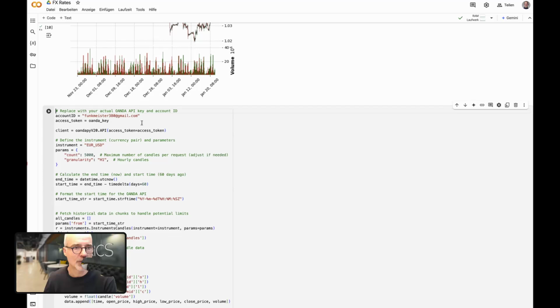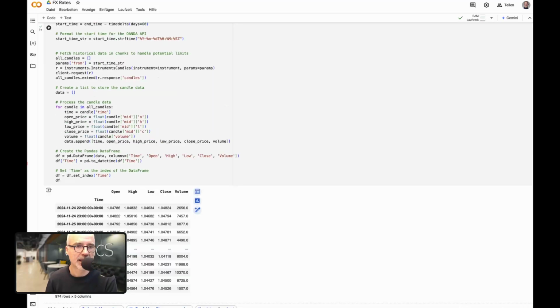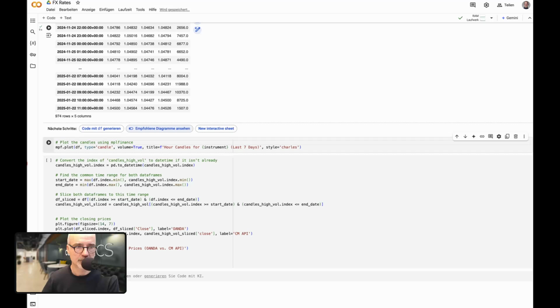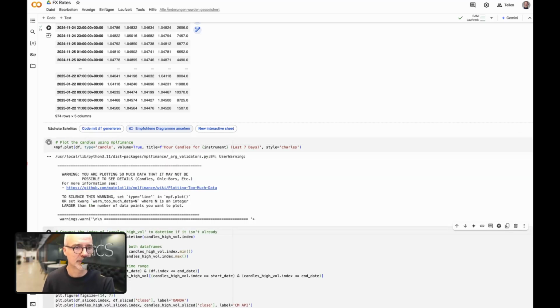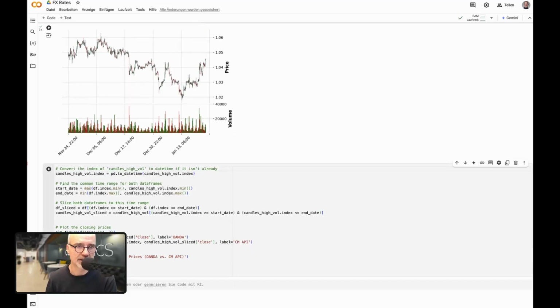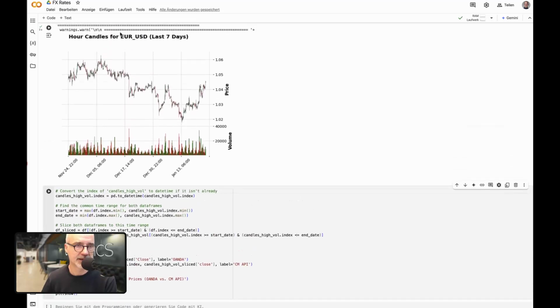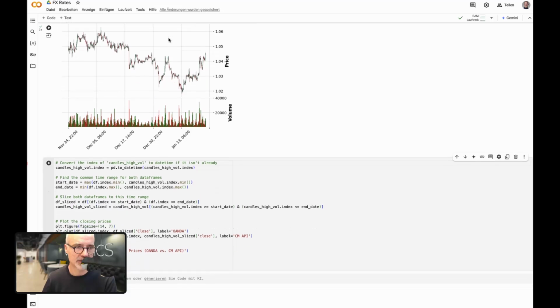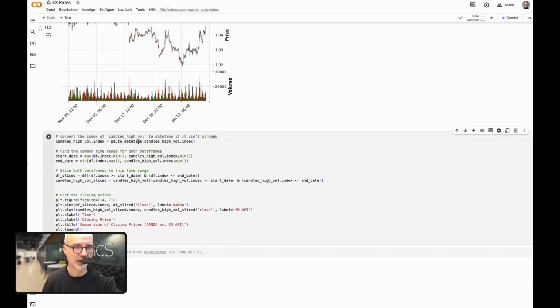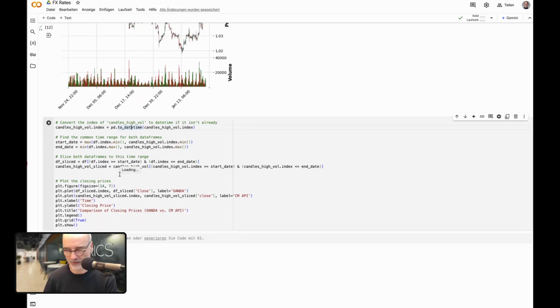So now let's go and get the same data from OANDA and plot that as well. And then we will bring it together in one chart in a second. So here's the data from the euro USD pair on OANDA. Label should be 60 days actually. And then we can bring it together by merging the two data frames and plot it.